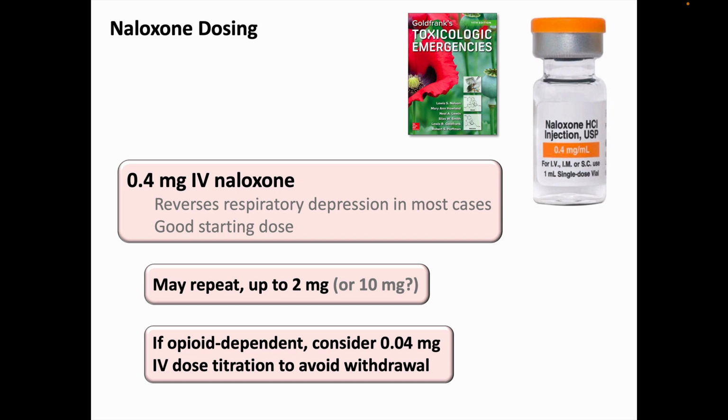If the patient is known or suspected to be opioid dependent, there's concern that higher naloxone doses will precipitate acute withdrawal, which might complicate things for the clinicians and for the patient. So a lower starting dose of 0.04 milligrams naloxone should be considered, which can also be repeated and titrated to effect.